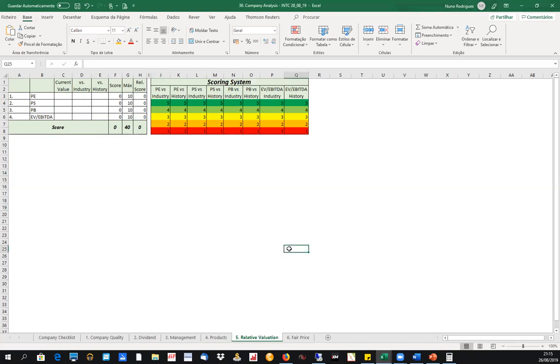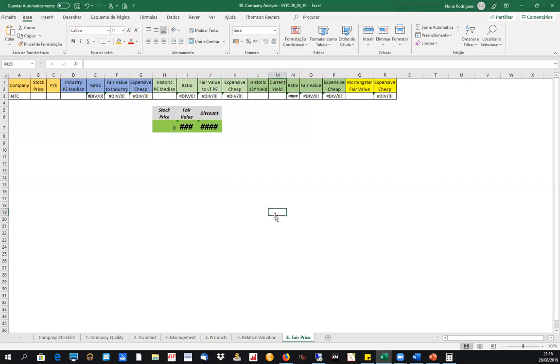Then we'll look at relative valuation. Now, as value investors, the majority of the companies that we analyze are at a discount. So normally companies with the price earnings well below the industry, sometimes well below their historic price to earnings ratio. Same with price sales, price book, and EV to EBITDA. And last, we'll take a look at what would be the fair price, all right?